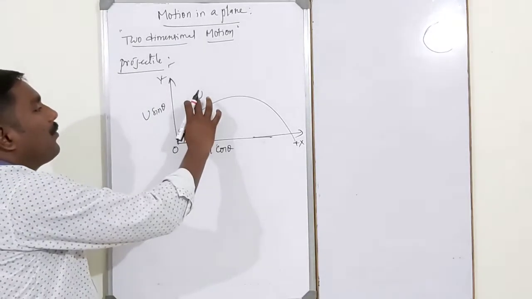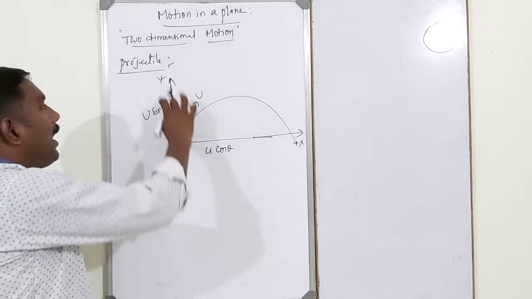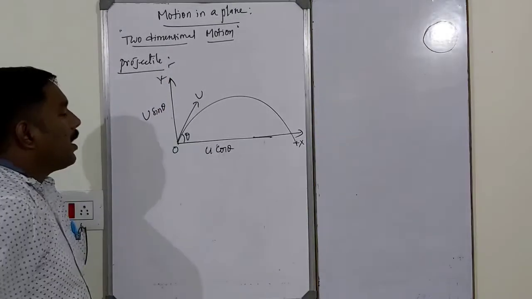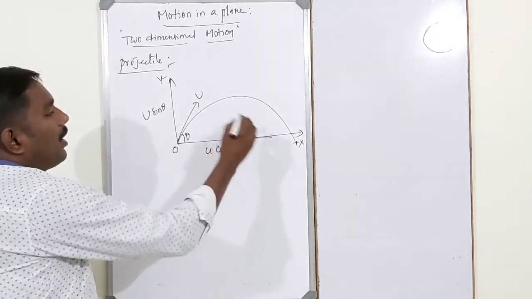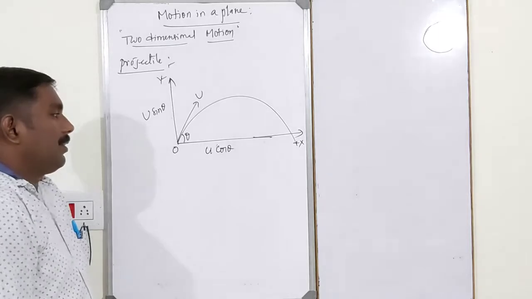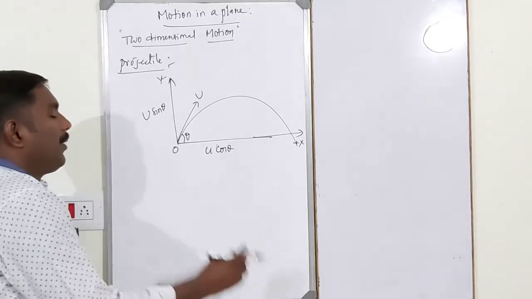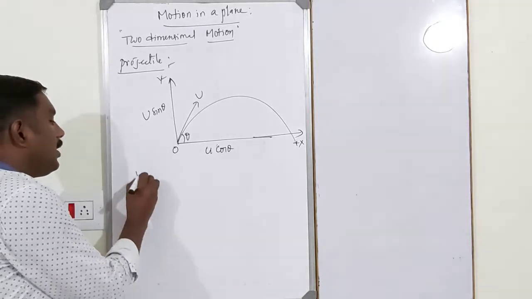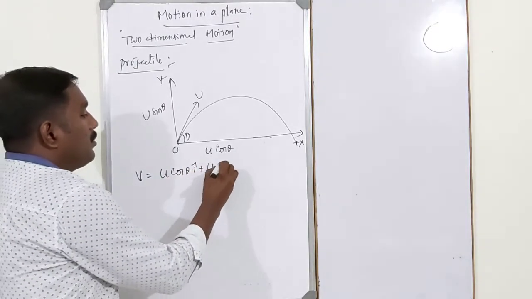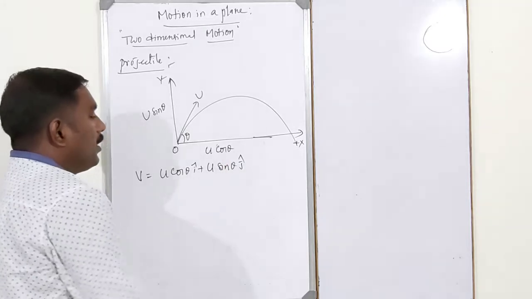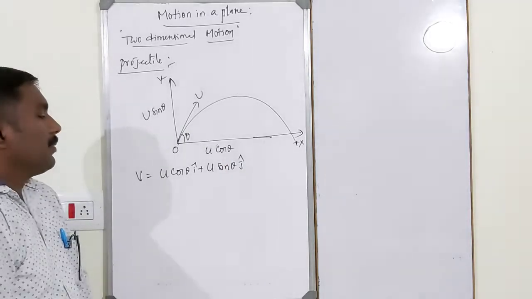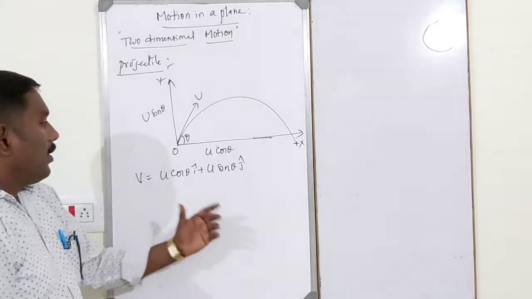The component of velocity of the projectile along the vertical is the vertical component, that is u sin theta, and the component along the horizontal is called the horizontal component. Now the total velocity in this case is u cos theta i cap plus u sin theta j cap. i and j caps are unit vectors along the x, y coordinate system.